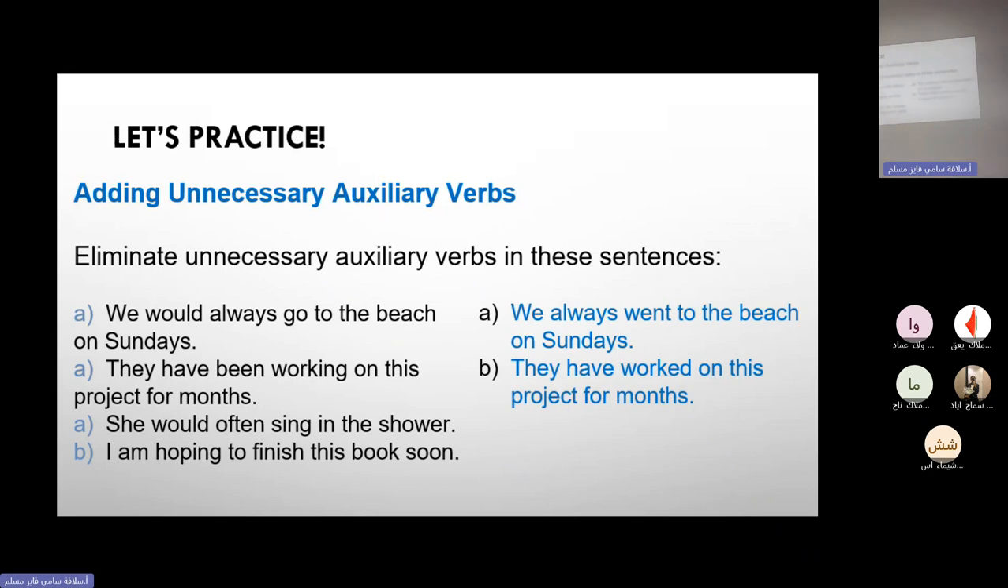Yes, ملاك. يعقوب. She would often sing in the shower. لما نحولها بتصير she often sings in the shower. Or she often sang in the shower. Okay? يا sings يا sang. ليش حطيتها في الماضي سانج مش sings؟ There is something that will show you that it's in the past, no?